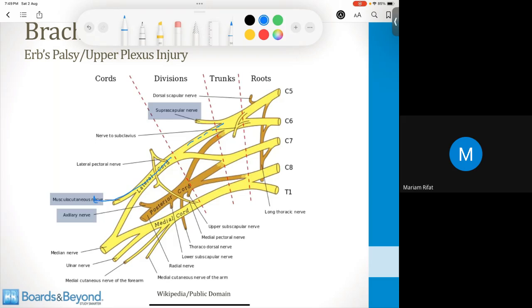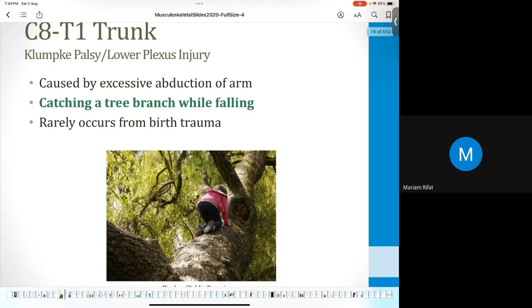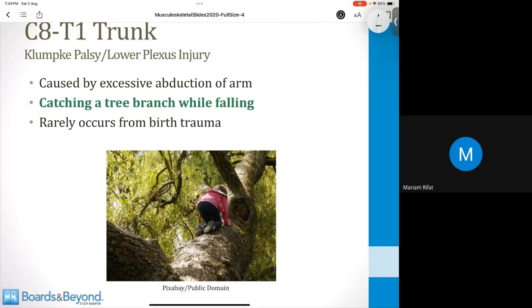You can see it here. The upper trunk was also giving rise to your axillary nerve, right? And what else? The upper trunk giving rise to your suprascapular nerve. Suprascapular, musculocutaneous, and axillary. Am I right? Yes, okay, perfect. So we discussed the upper trunk.